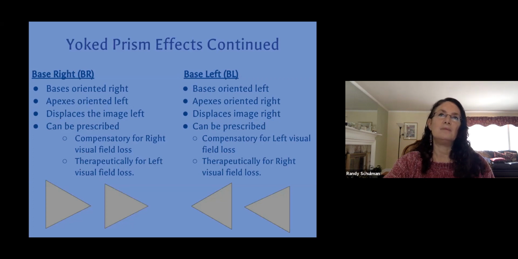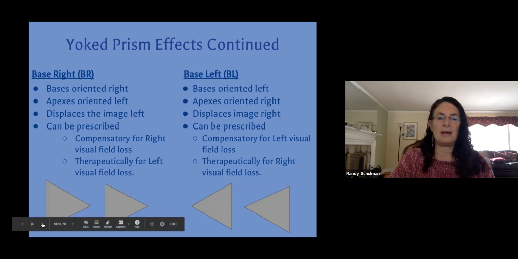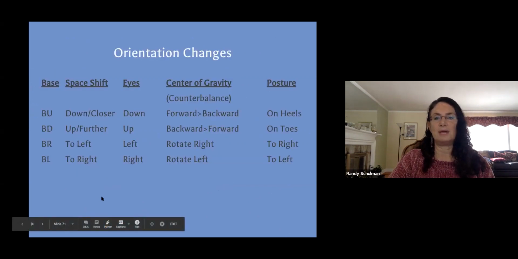So in a vision therapy program, a lot of my stroke patients that have some field loss, I will actually send them home with yoked prisms, and they have to use the base right for 10 minutes, base left for 10 minutes, and they have to go back and forth, say, an hour a day. So I can go over some of that a little bit more.